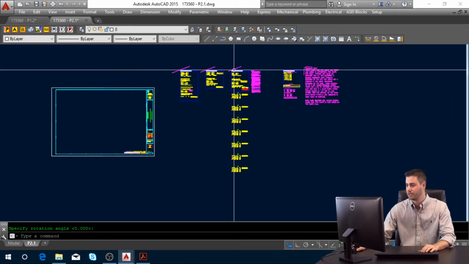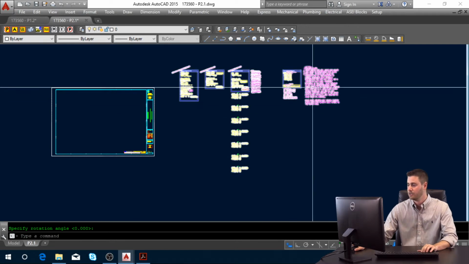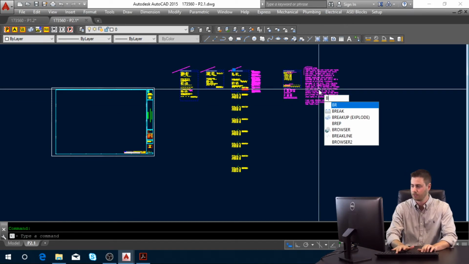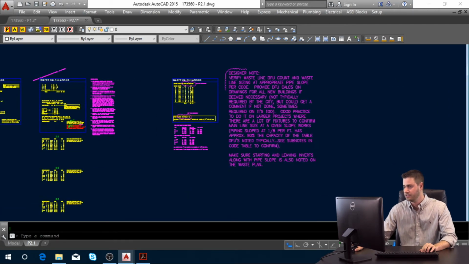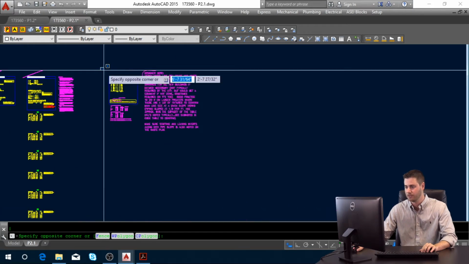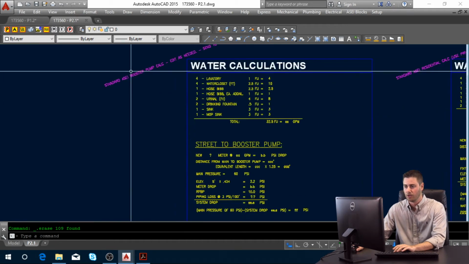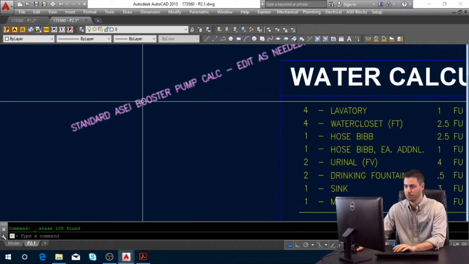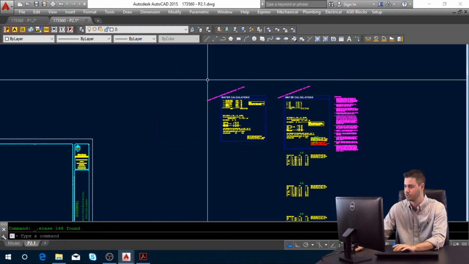You'll see several different options here, and we need to delete the ones that do not apply to our project. So we'll go ahead and burst this block and then zoom in to see which ones they are. So we have our waste calculation, which we do not need. Delete that. Our water calculation that shows the booster pump. We do not need that since we do not have a booster pump on this project.